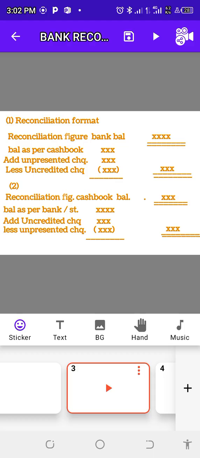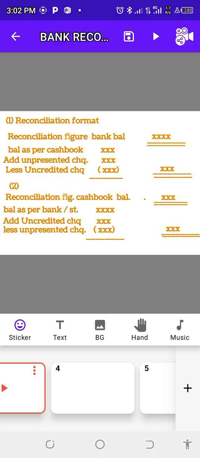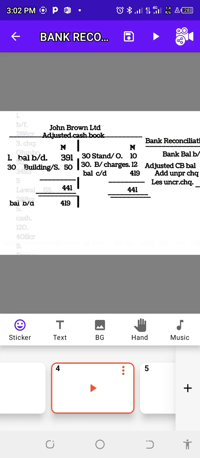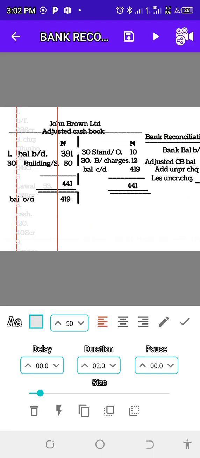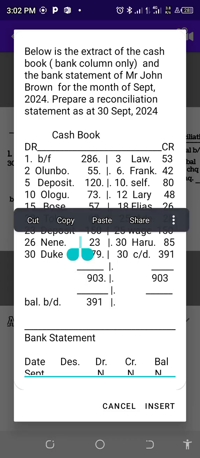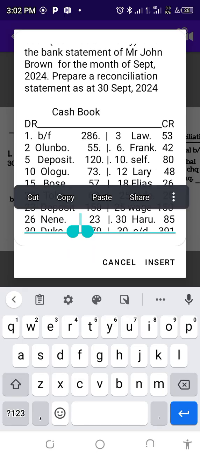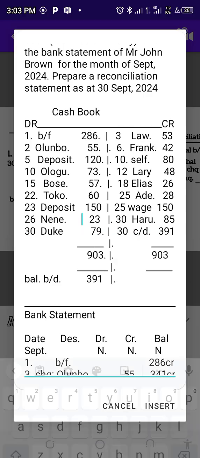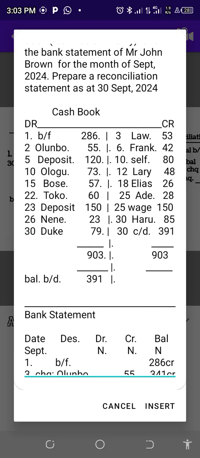Now we are going to take some examples. We have explained so much. Now let us take an example. This is example 1. Example 1 says, the bank statement of Mr. John Brown for the month of September 2024.